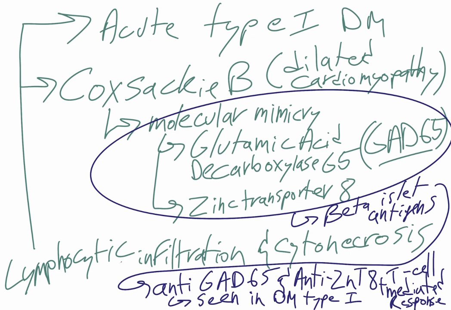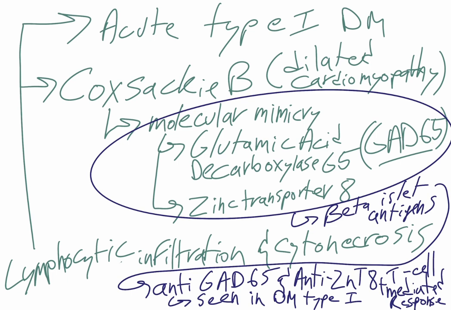There's a lot of mechanisms that can be cited for type 1 diabetes. But one of the proposed ones, a favorite one that they like to reference, is Coxsackie-B. Coxsackie-B can cause dilated cardiomyopathy. However, it can also trigger type 1 diabetes via molecular mimicry. The immune system forms antibodies against a 6-amino acid oligopeptide from Coxsackie-B. Then those antibodies cross-react with GAD65, that's glutamic acid decarboxylase 65, as well as zinc transporter 8.